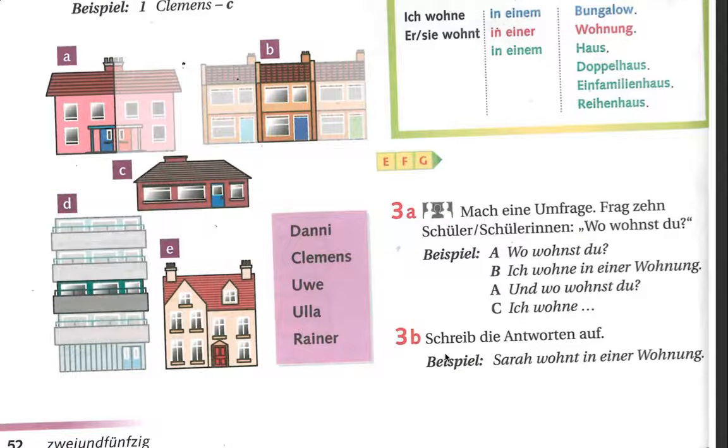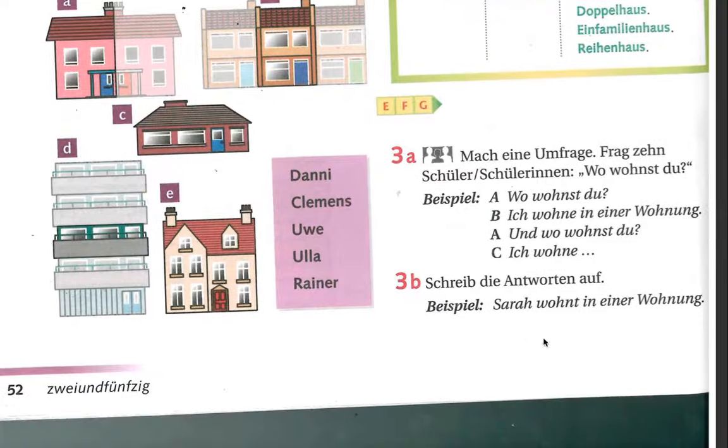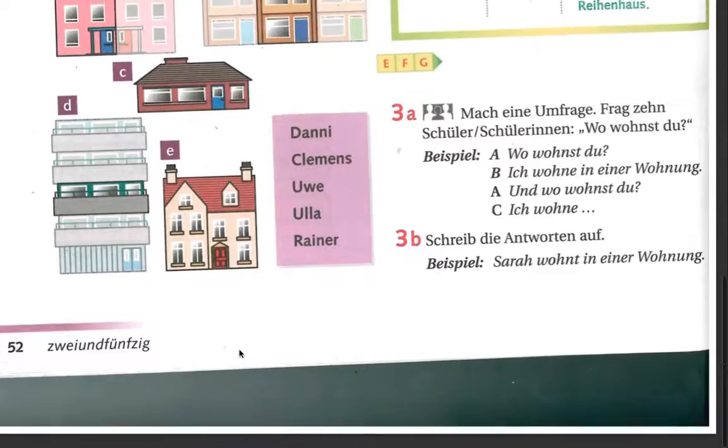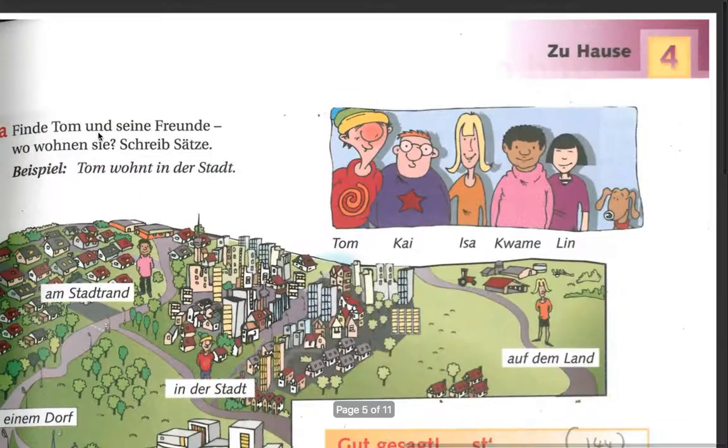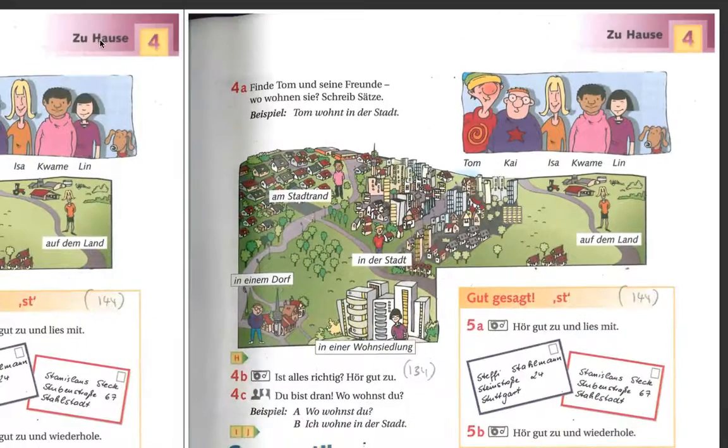Okay? So what are each of these houses called? So if you want to say like, sie wohnt in einer Wohnung, Sarah wohnt in einer Wohnung. Wo wohnst du? Ich wohne in einer Wohnung. Und wo wohnst du? Ich wohne. The numbers here, 52, two and fifty. 52. Okay. So here we have.